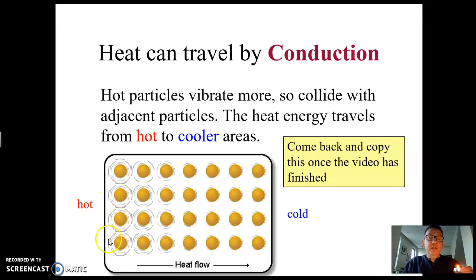The definition of temperature, really, is that the hotter things are, the more the particles vibrate. So when we start heating this end of the metal, the particles are vibrating more, and as they vibrate, they collide or bump into the particles next to them, which makes them vibrate. And as they vibrate, they collide with the particles next to them, which make them vibrate. So the vibration passes along. And if the particles are vibrating more, they're getting hotter. So in this case, heat is transferred from hot to cold via conduction, by particles vibrating and colliding with each other. When the video is finished, if you can come back and copy this slide, please.